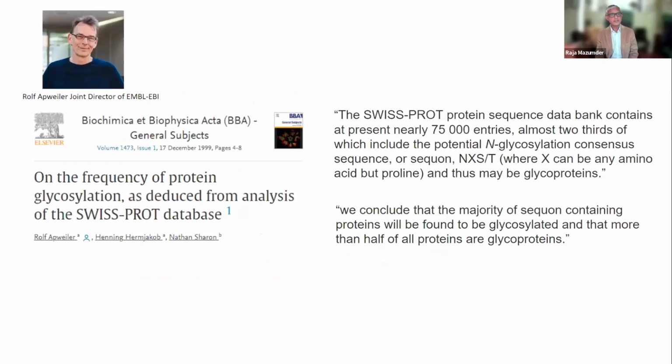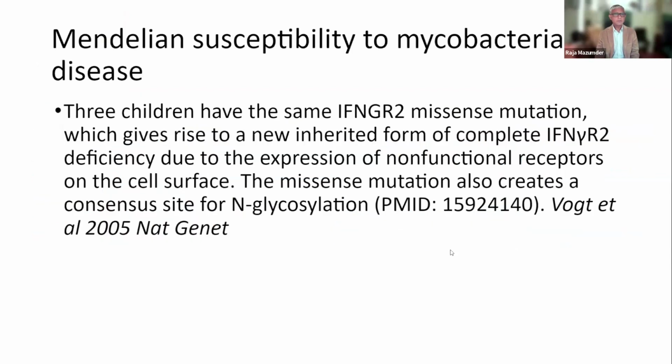So I'm going to switch gears a little bit to give a couple of examples. This was a paper written by Dr. Rolf Apweiler. Right now he's the joint director of EMBL-EBI in Europe. And he wrote this paper with others in 1999 and talked about glycosylation, 75,000 entries, 2/3 of which include the N-glycosylation consensus sequence. So they concluded that the majority of this type of site, asparagine, some other amino acid, serine or threonine, is glycosylated.